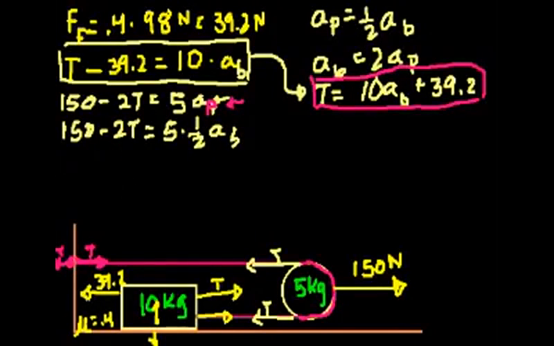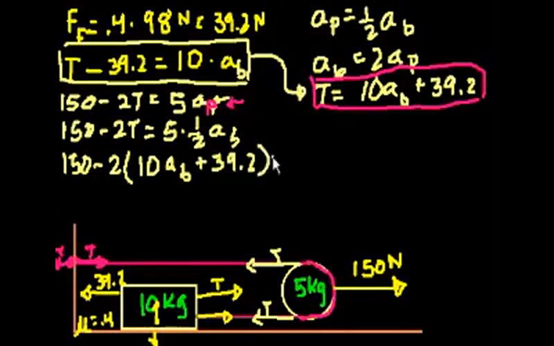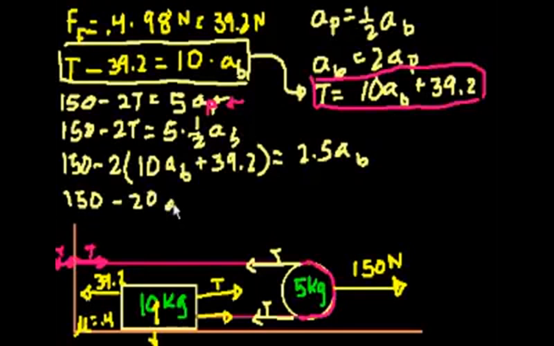We get 150. Let me move back to a nice color. 150 minus 2 times this expression. This is the tension in the rope. 10 times AB, acceleration of the block, plus 39.2 is equal to 5 times 1/2. Well, what's 5 times 1/2? It's 2.5 acceleration of the block. So we have 150 minus 20 times the acceleration of the block minus 78.4 is equal to 2.5 times the acceleration of the block.